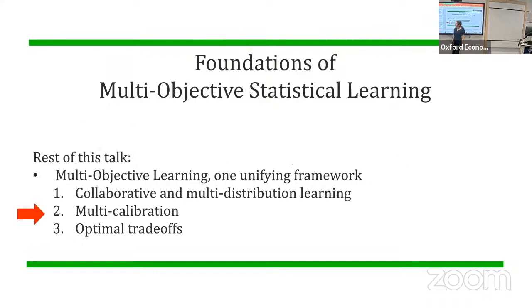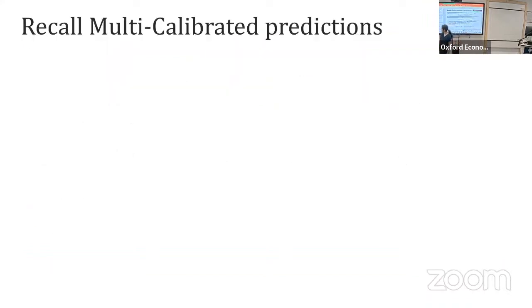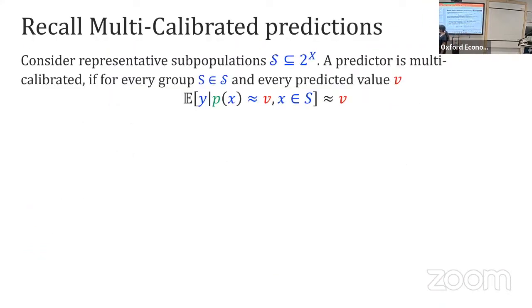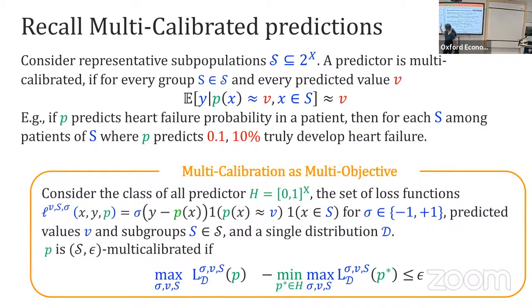Let me talk a little bit about multi-calibration, because multi-calibration has slightly different types of challenges. I already presented this to you, but in case you already forgot what multi-calibration was, it was the one that said your predictions need to mean the same. So if you predict 10%, then 10% of those people are going to develop a condition. And multi-calibration was this kind of multi-objective learning where each loss cared about whether you were over or under penalizing something, what the predicted value was, and what the subgroup was.